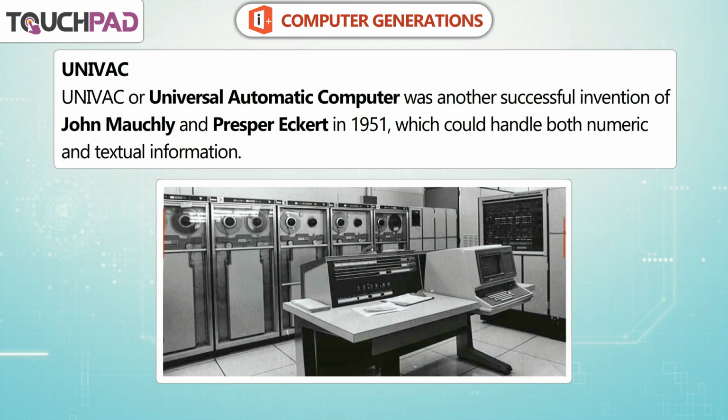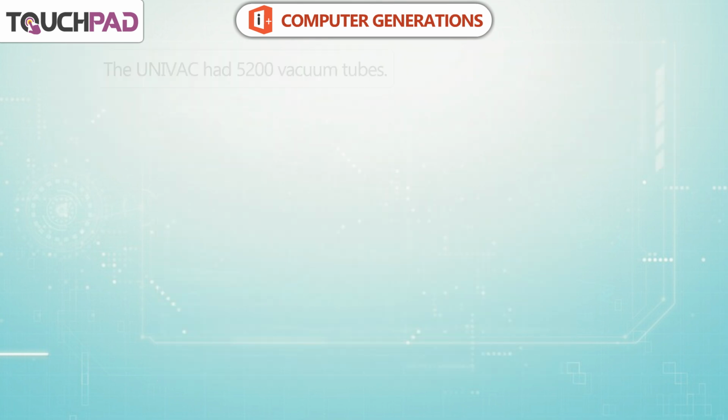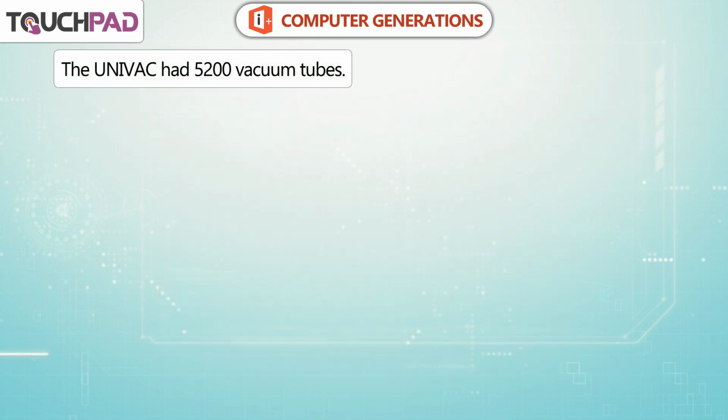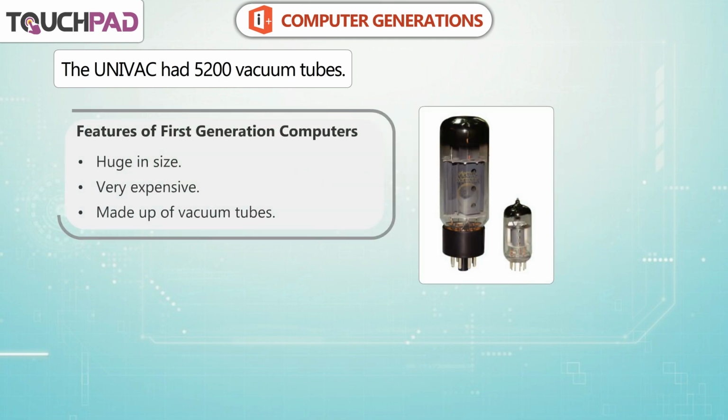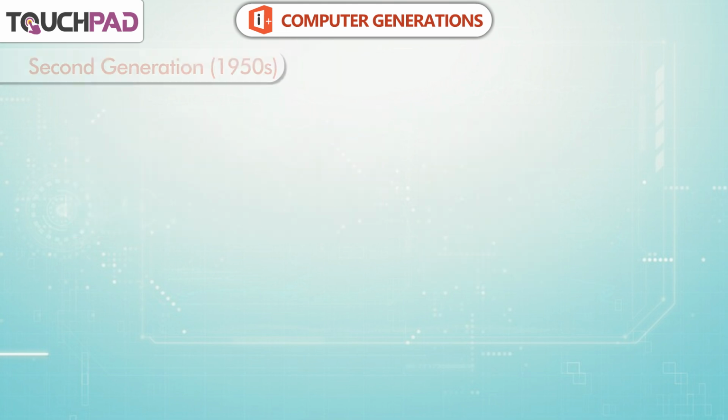UNIVAC, or Universal Automatic Computer, was another successful invention of John Mauchly and Presper Eckert in 1951, which could handle both numeric and textual information. The UNIVAC had 5,200 vacuum tubes. Features of first-generation computers: huge in size, very expensive, made up of vacuum tubes.